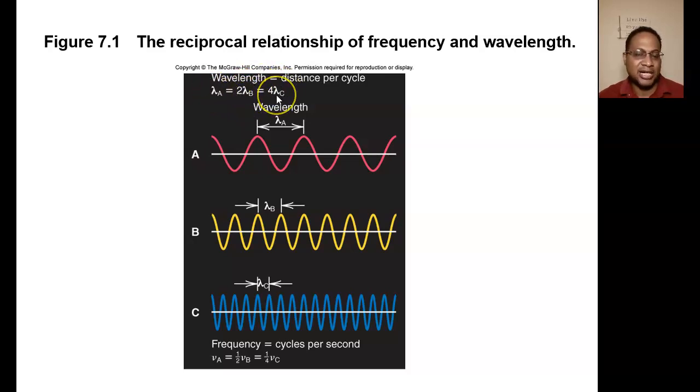It's even four times as large for C. And then if we look on the flip side in terms of frequency, you'll notice that frequency is the number of cycles that move per second through a point, the number of waves that move through a given point per second. If you multiply by 2 for the frequency of B compared to A, then in 1 second, if A has one cycle going through a point per second, the frequency of B is twice as much. You would have 2 cycles that go through a given point per second. For C, it's 4 times as much. So that's the inverse relationship between your wavelength and your frequency.